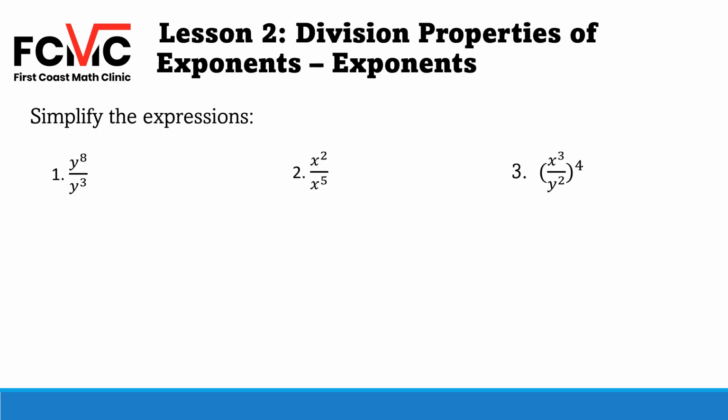For number 1, we've got y to the 8th over y to the 3rd. I want to write out what this actually means before we get into solving it. We're going to do this two different ways, just to make sure everyone understands what we're doing here. So y to the 8th means we've got y times itself 8 times. So that's 8 y's. And then in the denominator, we've got y to the 3rd, so that's y times y times y. Any fraction is division, so we can cancel out an equal number of y's in the numerator and denominator. So 1, 2, 3, and what do we have left?